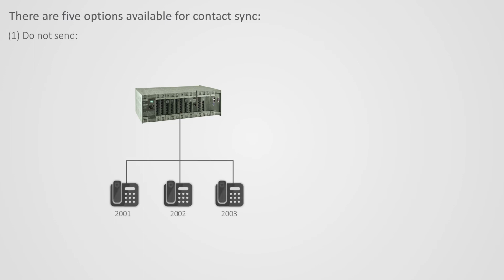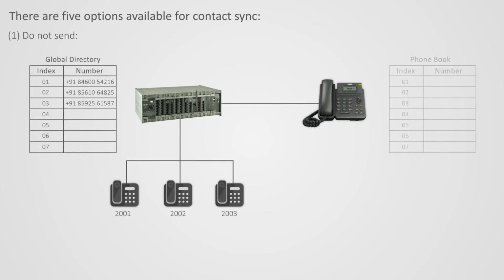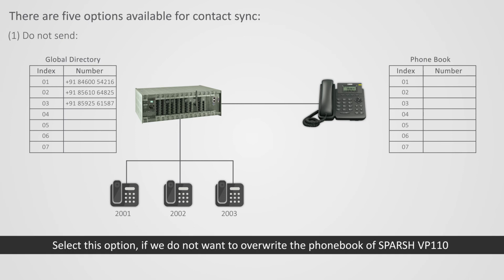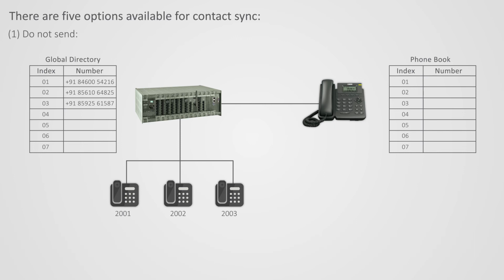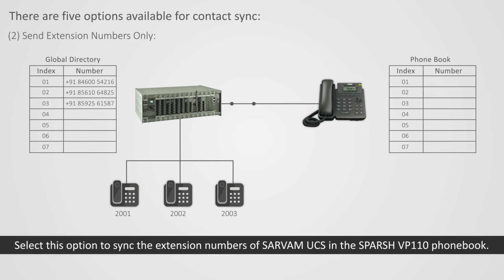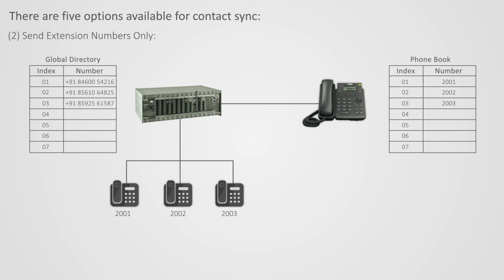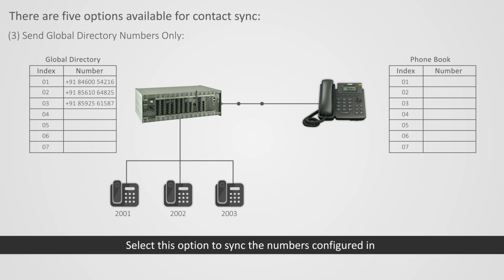Do not send. Select this option if you do not want to overwrite the phone book of SPARSH VP110. Send extension numbers only. Select this option to sync the extension numbers of SARVAM UCS in the SPARSH VP110 phone book. Send global directory numbers only. Select this option to sync the numbers configured in global directory of SARVAM UCS in phone book of SPARSH VP110.